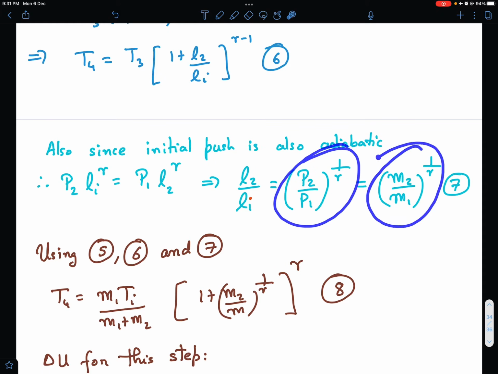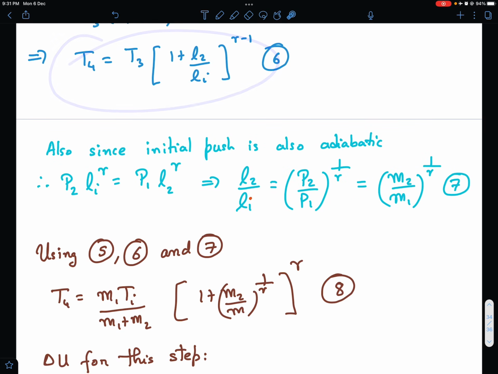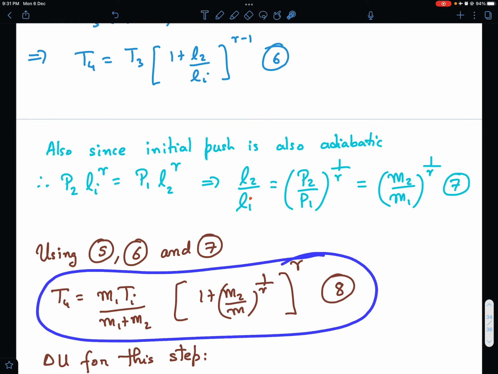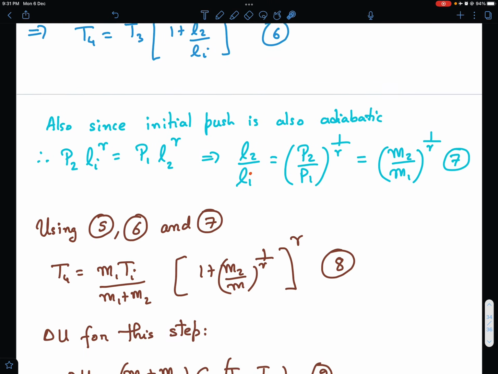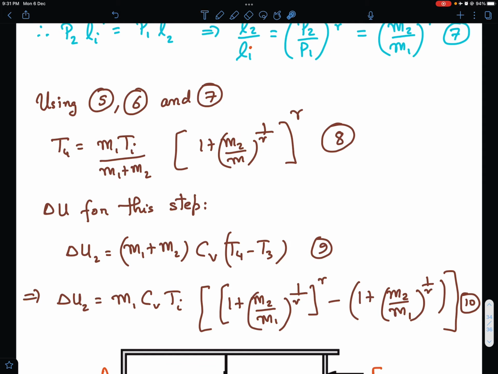So P2 by P1 can be replaced directly by M2 by M1, and you can put this M2 by M1 over here, and now you have the temperature T4. If you simplify, this is just a part of simplification, this is what you get for T4. And delta U for this step will be what? That will be equal to M1 plus M2 into CV into T4 minus T3.